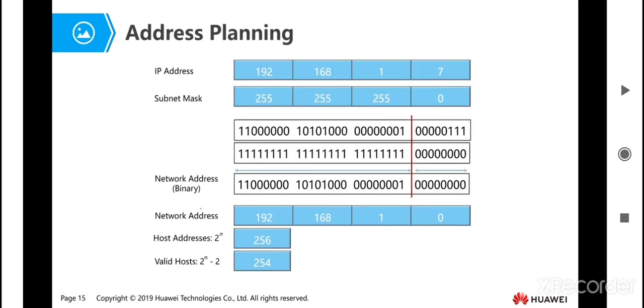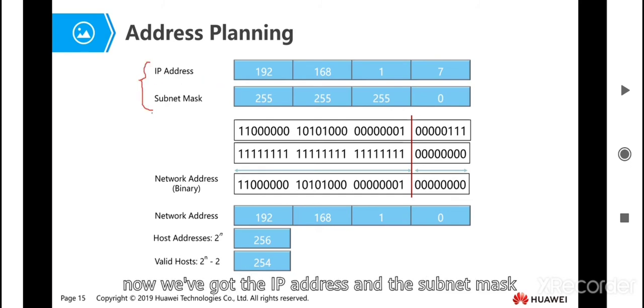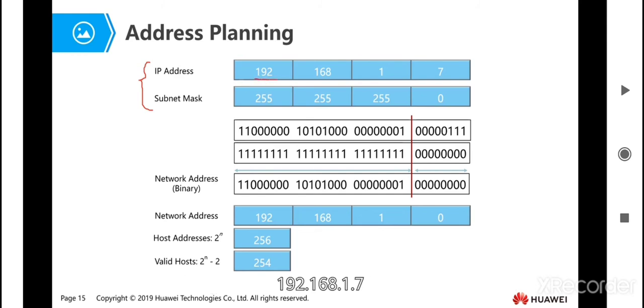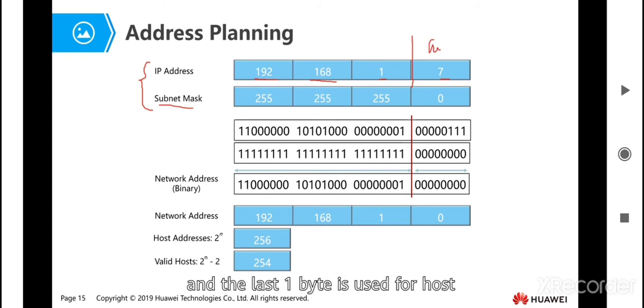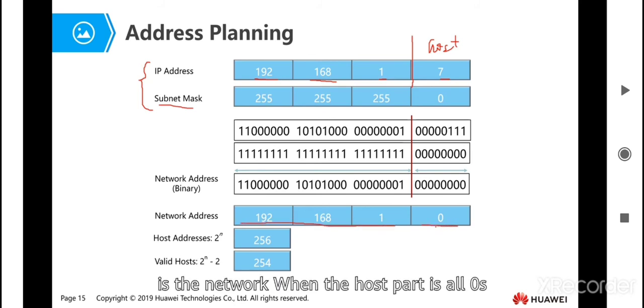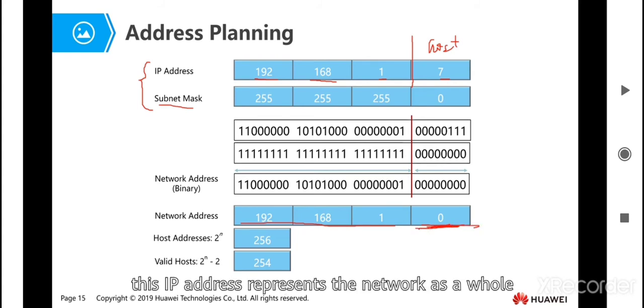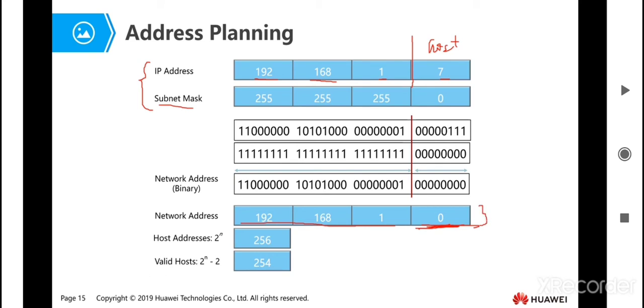Then we can see the address plan. For example, now we have an IP address and a subnet mask. This is the IP address 192.168.1.7. Then this is the mask. The mask says there are 24 bits, so the first 3 bytes are used for network identification and the last 1 byte is used for the host. When the host part is all zeros, that is a special IP address which represents the network as a whole. So this is the network address.